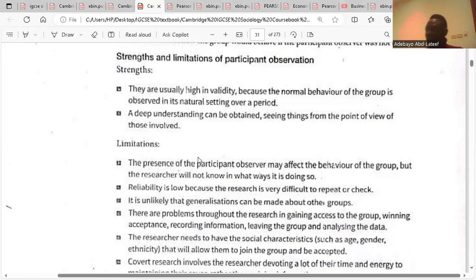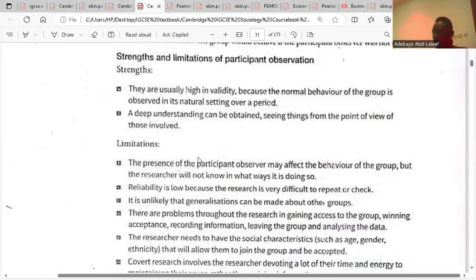So it brings about deep understanding as things are seen from the point of view of those involved. Because as a participant observer, now you want to see things from their own perspective. You drop you being neutral here. You want to be part of the group to see how things work within that group. So that means you're going to have deep understanding about behavior in that group. That's an advantage. So you're not just going to judge anymore. You're going to see it based on why they do it, based on you being part of that group.